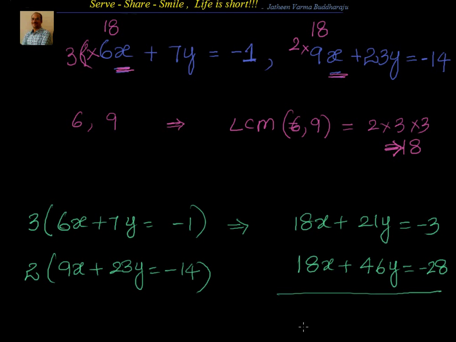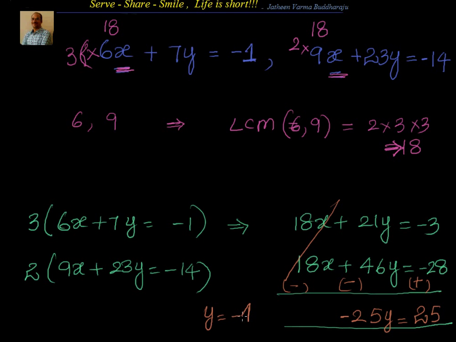Now the signs of the y coefficients are the same in both, both are plus only. So what I should do obviously is subtract them. So this becomes minus, the second one becomes minus, and this becomes plus when I subtract. So 18x will cancel out. I will have 21 minus 46, that is minus 25y, equal to minus 28 minus 3, that is minus 25. So can I say y equal to minus 1?